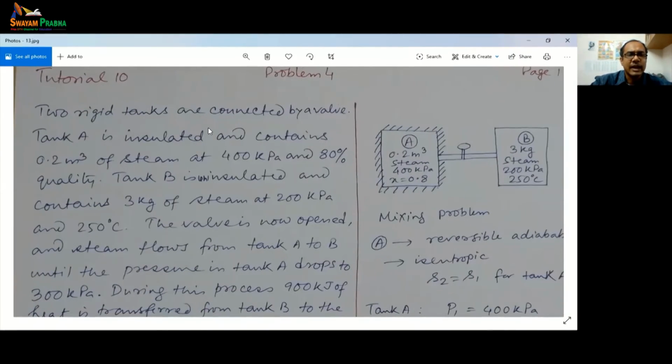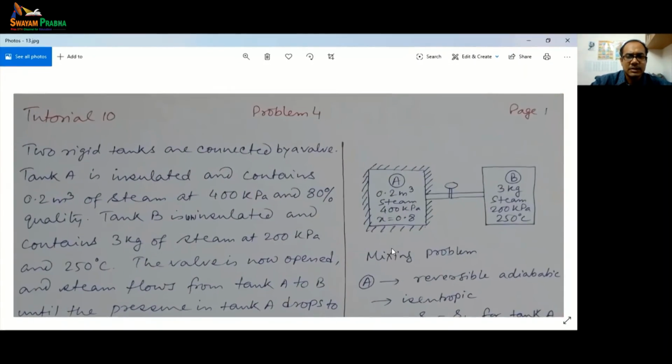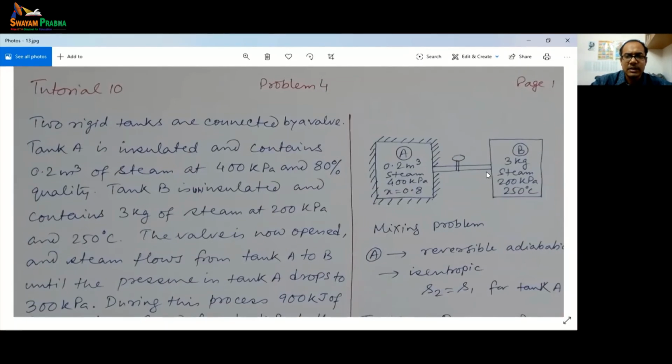So two rigid tanks are connected by a valve. Okay, as you see in the right hand side figure, you can see that it's connected through a valve. Now the left hand side tank, we call it tank A. Okay, and the other one is B. Now tank A is insulated and contains 0.2 meter cube of steam at 400 kPa and 80% quality. So this is a two-phase mixture of steam and water, and the tank is insulated.